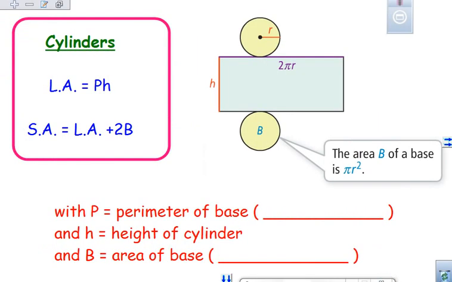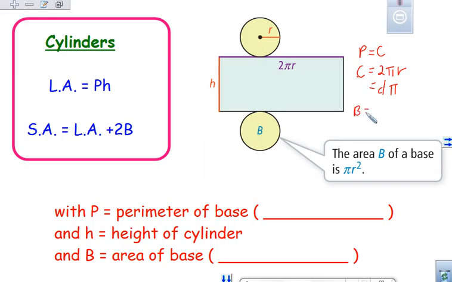So here are your formulas. Again, for a cylinder, lateral area is perimeter times height, and surface area is lateral area plus two bases. So when we have a circle, those formulas tend to change just a little bit. The perimeter would be equivalent to circumference. So circumference equals 2 pi r, and some of you might remember it as diameter times pi.